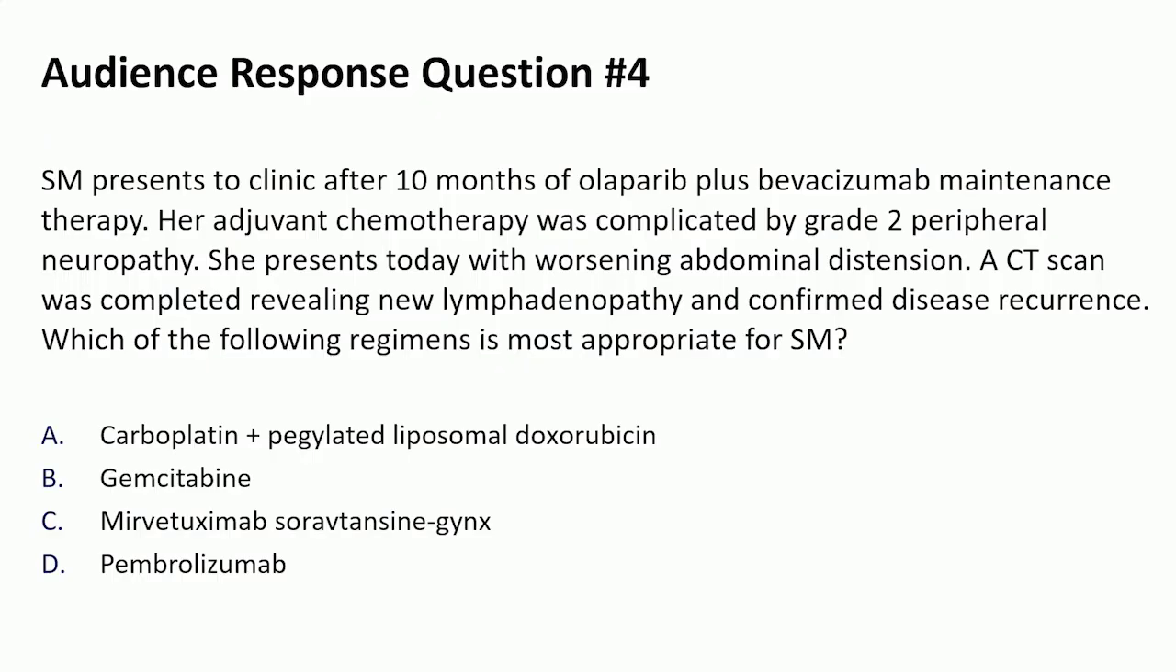So we have SM, who presents to clinic after 10 months of olaparib plus bevacizumab maintenance therapy. Her adjuvant chemotherapy was complicated by grade 2 peripheral neuropathy. She presents today with worsening abdominal distension. A CT scan was completed, revealing new lymphadenopathy and confirmed disease recurrence. Which of the following regimens is most appropriate for SM? A, carboplatin and pegylated liposomal doxorubicin. B, gemcitabine. C, mirvetuximab soravtansine-gynx. Or D, pembrolizumab.